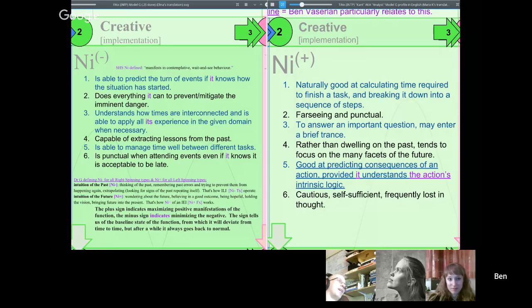INTJs can get really angry with people who are late. My husband is always very angry because they see it as a personal insult, and it's not just that, they also see it as: I have set aside this time.